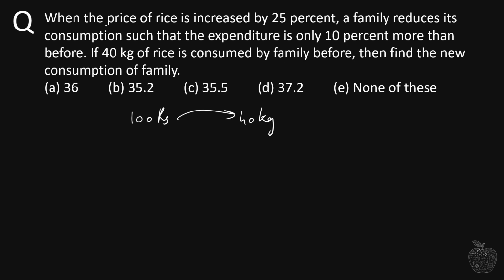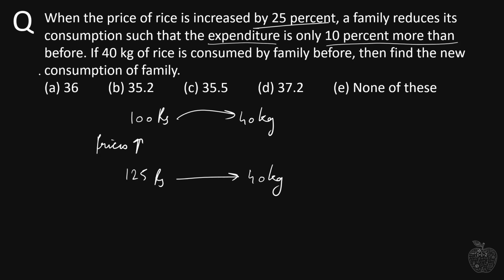But now the prices have increased by 25%. So now the new price will be 125 rupees, where earlier it was 100. And for 125 rupees, the family is able to get 40 kg of rice. But the family is not willing to spend this 125 rupees. The family is only willing to increase its expenditure by 10% more than before.